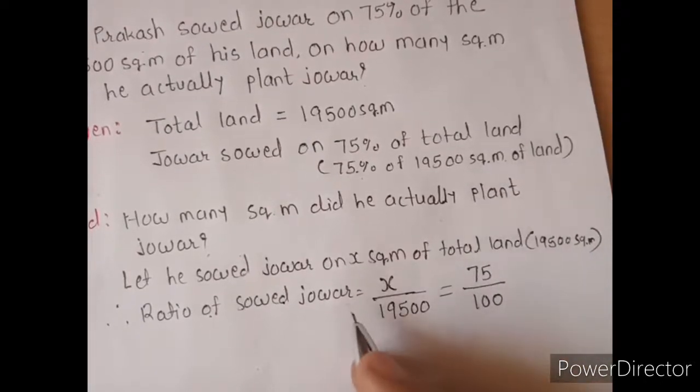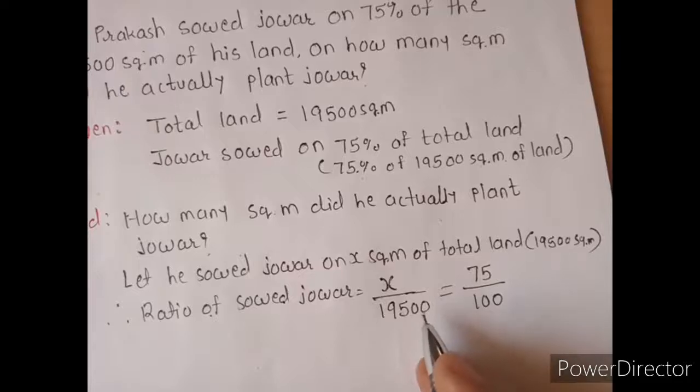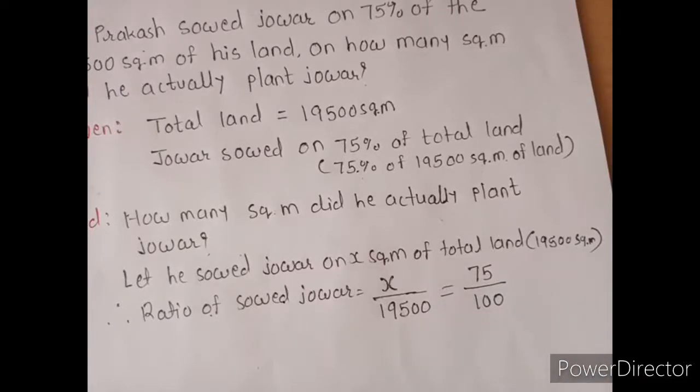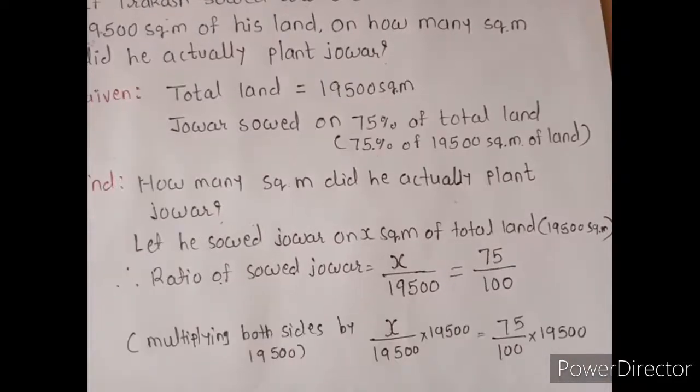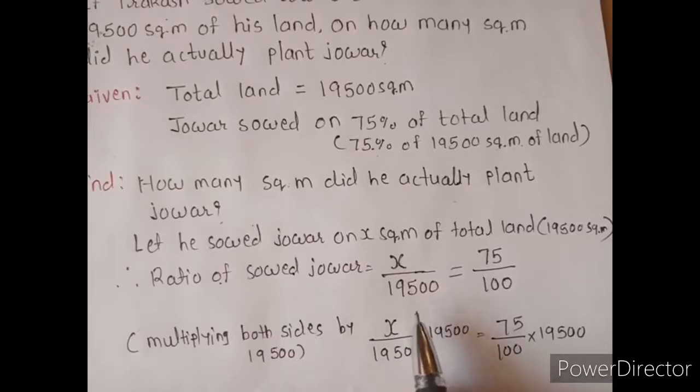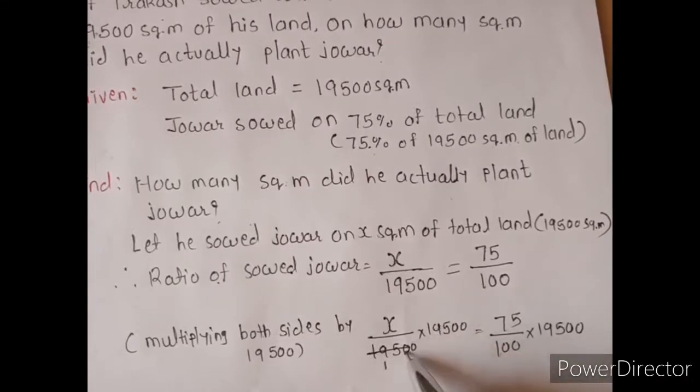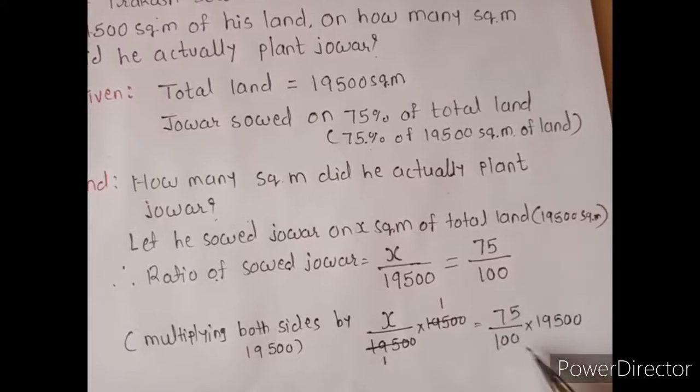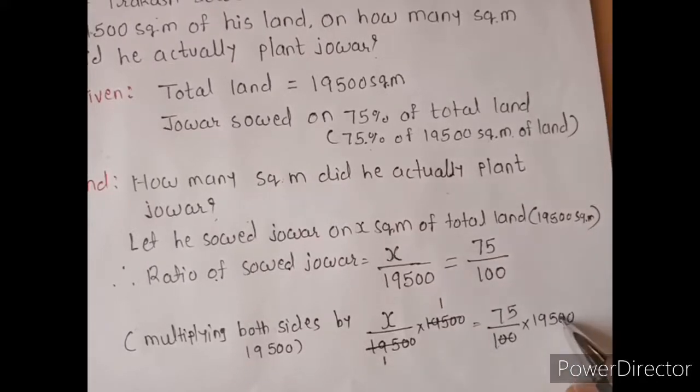Now multiply both sides by 19,500. Here, to find the value of x, we have to multiply both sides by 19,500. So write down in this way. Now divide this. 19,500 ones are 19,500. And here cancel two zeros.